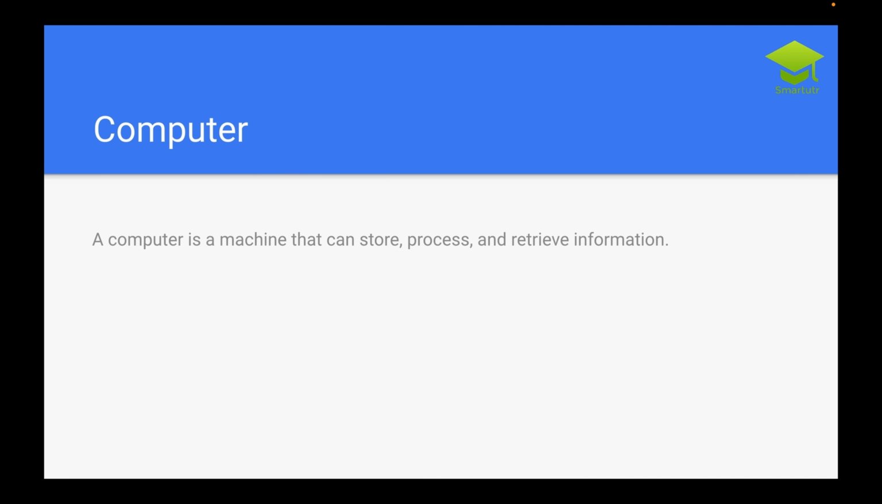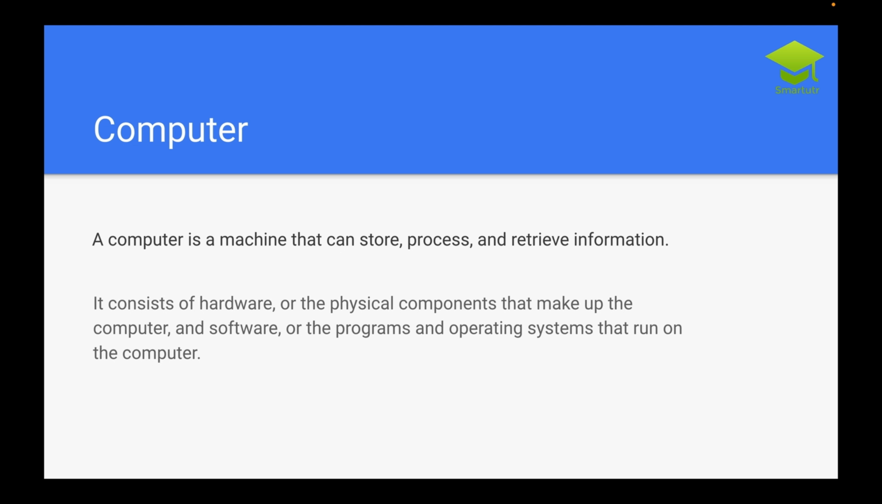Let's define what a computer is. A computer is a machine that can store, process, and retrieve information. It consists of hardware, or the physical components that make up the computer, and software, or the programs and operating systems that run on the computer.